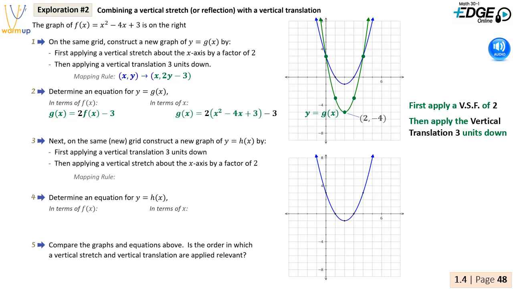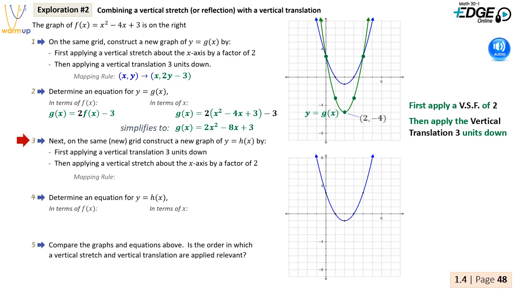To put this in terms of x, simply replace f of x with its expression of x squared minus 4x plus 3. We distribute the 2 through the bracket and subtract 3. This simplifies to g of x equals 2x squared minus 8x plus 3. If you were to graph this in your calculator, you should get the same parabola that we see on the right in green.